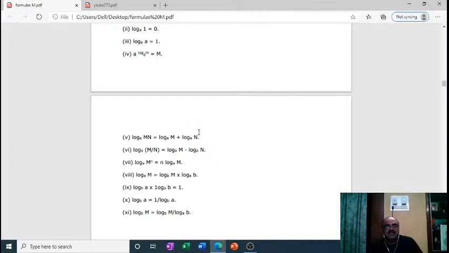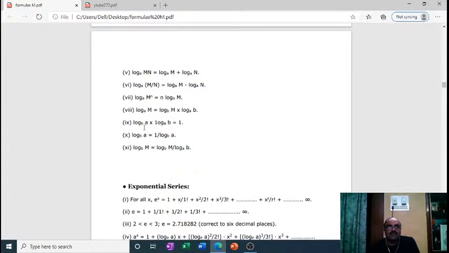Some of the indices, whatever we had learned, the same thing is applied here. Log mn is log m plus log n, product. Division: log (m/n) is log m minus log n. Log m^n is equal to n log m. Log m to base a is log m to base b into log b to base a.